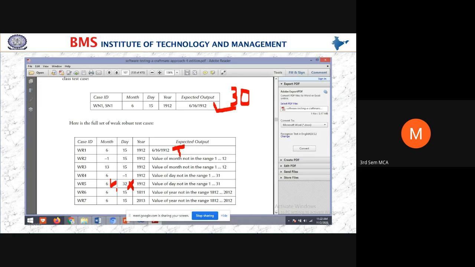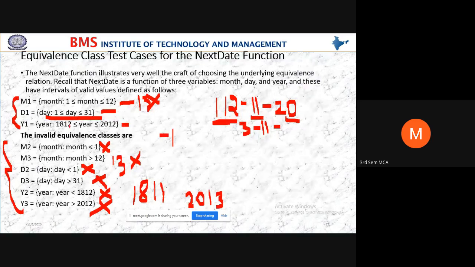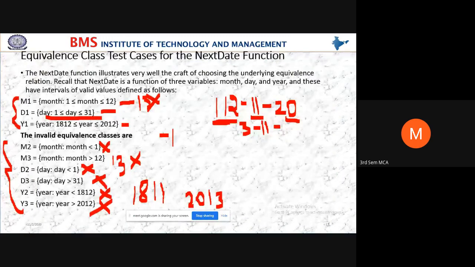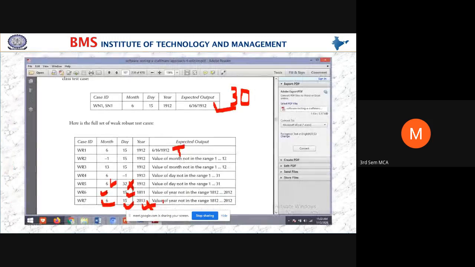Next, month 6. Yes, it is within the range. Okay. Day okay. Year 1811. But my starting range is 1812. Yes, the year is not in the range. Next, 6/15/2013. Month 6 is okay. Date is also okay. But year is out of range. Why? My set range is from 1812 to 2012 only. If I take 2013, then it is out of range.